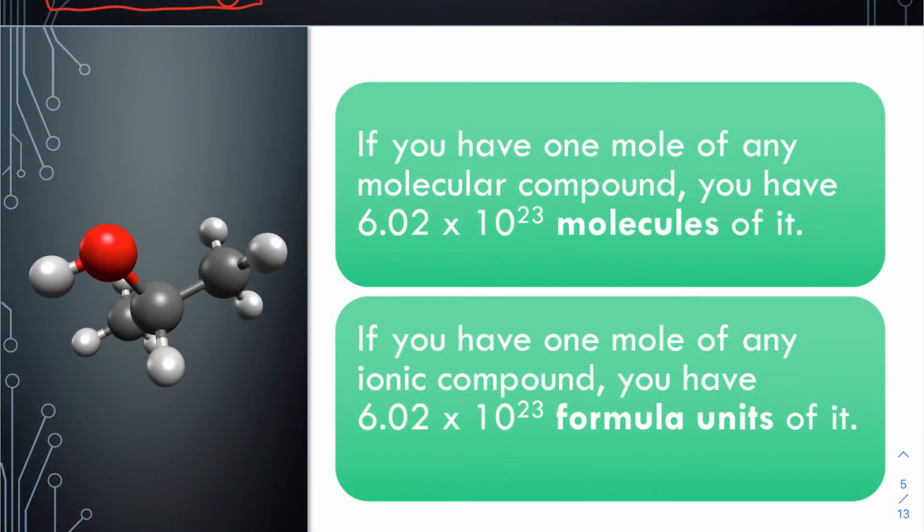If you have 1 mole of any molecular compound, that means you have 6.02 times 10 to the 23rd molecules of it. If you have 1 mole of any ionic compound, you have 6.02 times 10 to the 23rd formula units of it. The only reason I mention this is because people will sometimes call ionic compounds molecules, and sometimes this gets confused, but a molecule is something that is a true molecule between covalently bonded nonmetals.